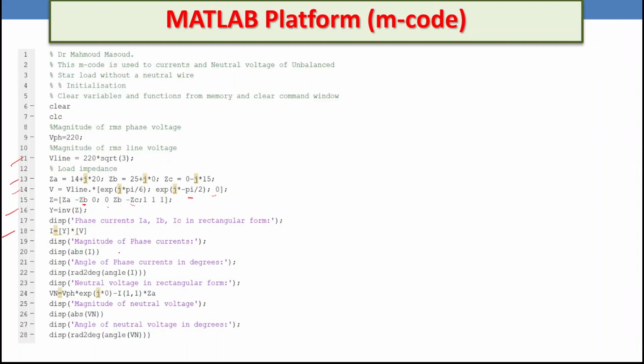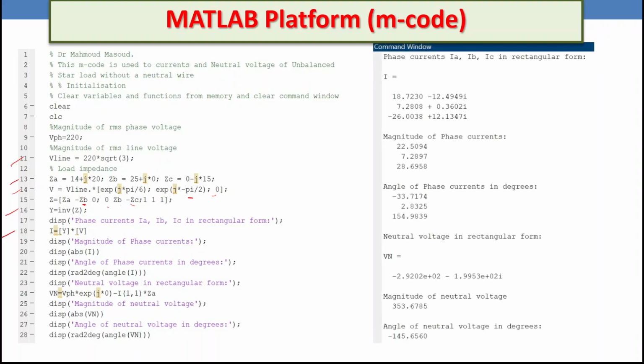In this case, we are going to display the results here. The currents will be in rectangular form, and the current in polar form will be 22.5 ampere for phase A with angle minus 33.7, for phase B 7.3 ampere with angle 2.8, and for phase C 28.7 ampere with angle 154. What about the neutral voltage? I calculated the neutral voltage here, and if we look here, we are going to find that the neutral voltage is 353 volt, which is more than the supply voltage in this case.